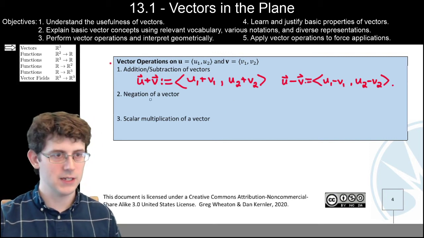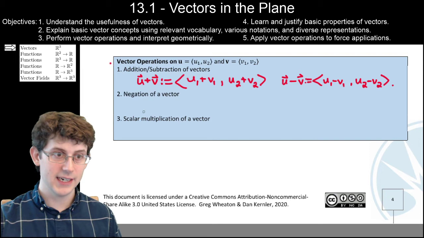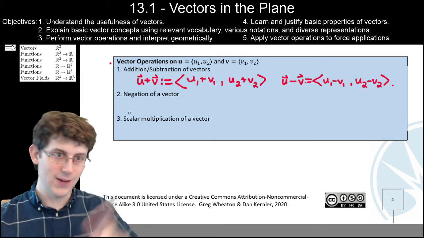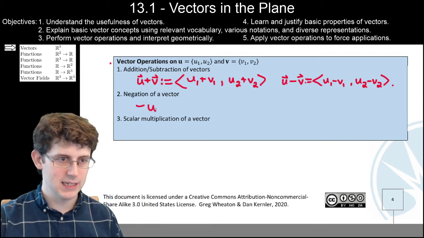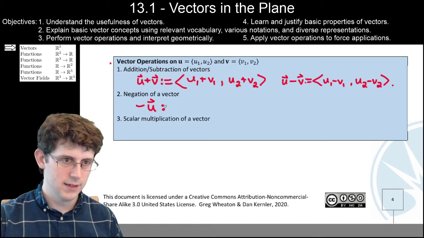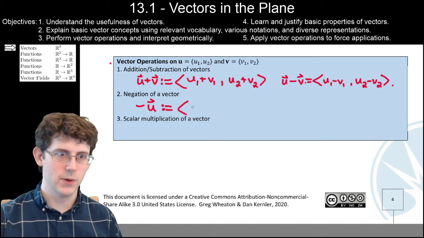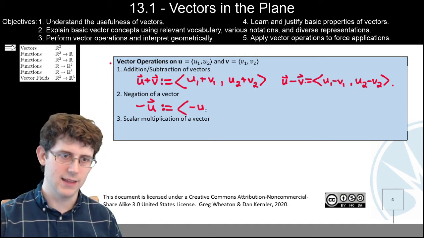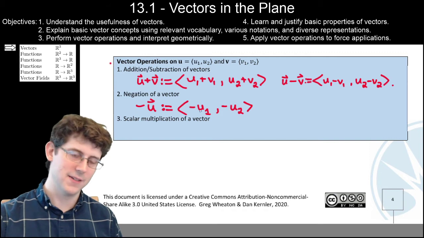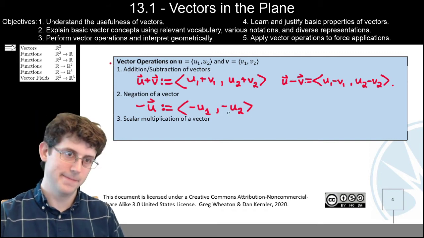Okay, so what else can we do? We can take the negation of a vector. The negation of a vector flips it around. And the way you find minus u is you do it component-wise. You take the opposite of its two components. If it was going to the right, now it's going to the left. If it was going up, now it's going down.